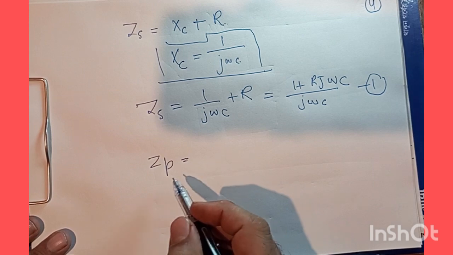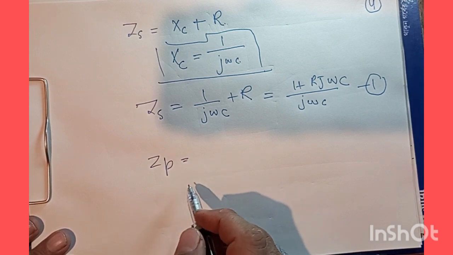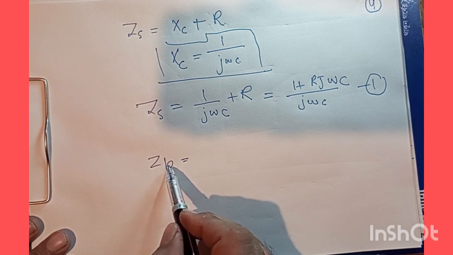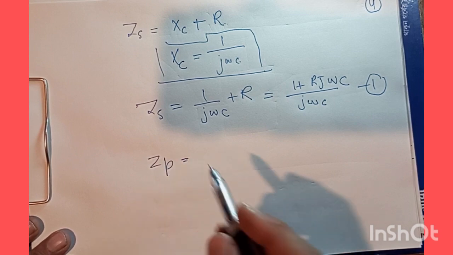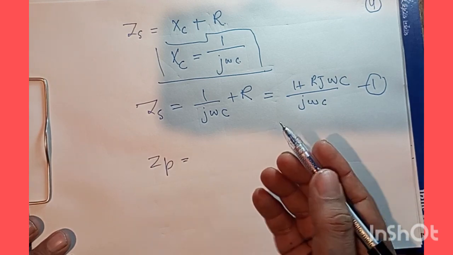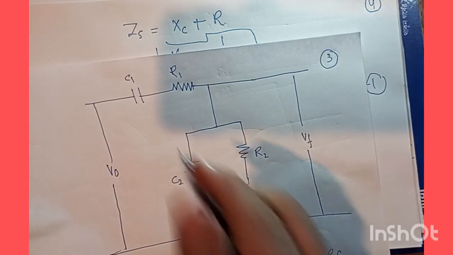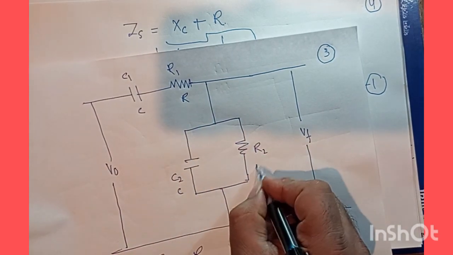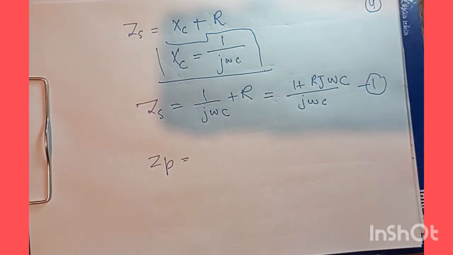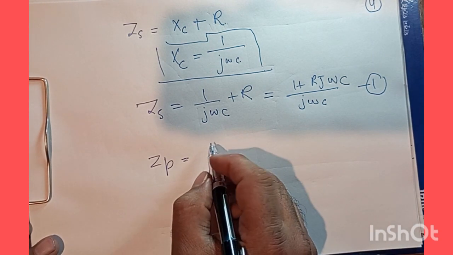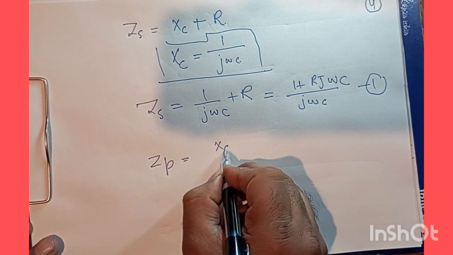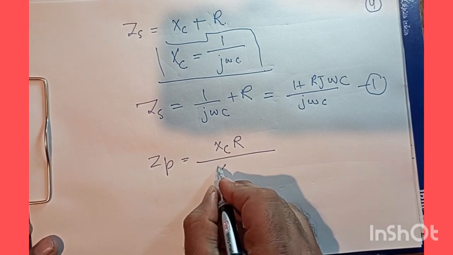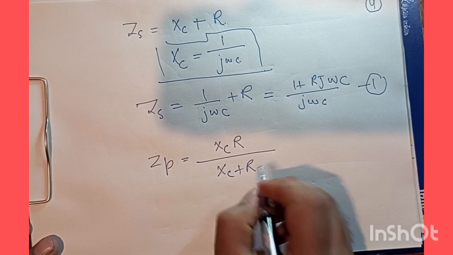Now let us first write down the impedance in the parallel combination. So Xc and R is the point here. Here this is C and this is R, and this is C and this is R, right? So we can have here the capacitive reactance, that is Xc times R divided by Xc plus R, right?